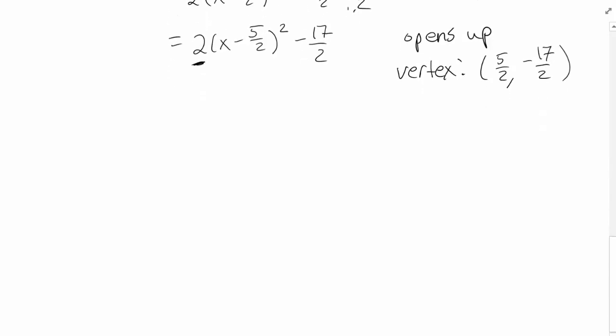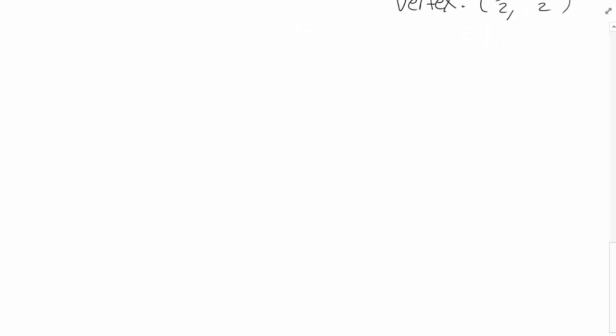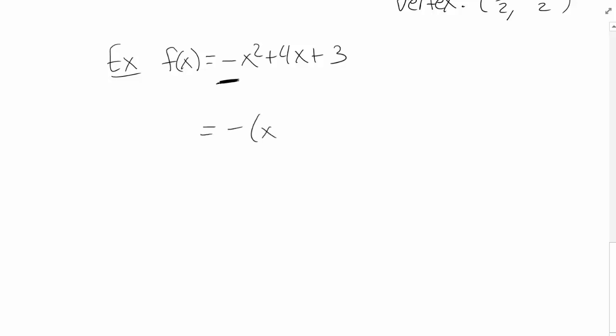Okay, let's try one more. How about, let's go with f of x is equal to negative x squared plus 4x plus 3. Again, I want to have a leading coefficient of 1 out front. Right now I have a negative 1, so let's pull that negative out of the first 2 terms. So I have a negative quantity x squared, now minus a 4x, because again, I pulled that negative out. Negative times a negative will give me a positive. And then I'm just leaving the 3 all by itself.